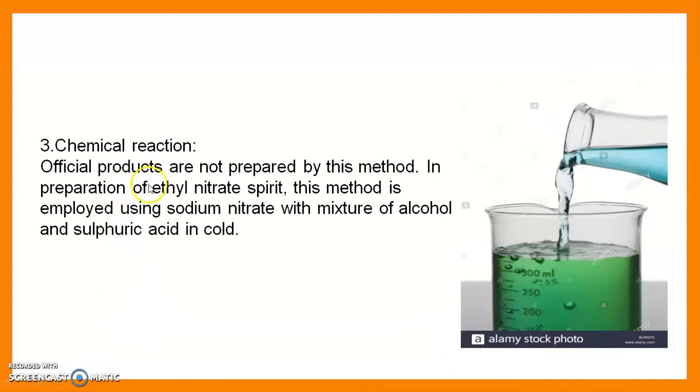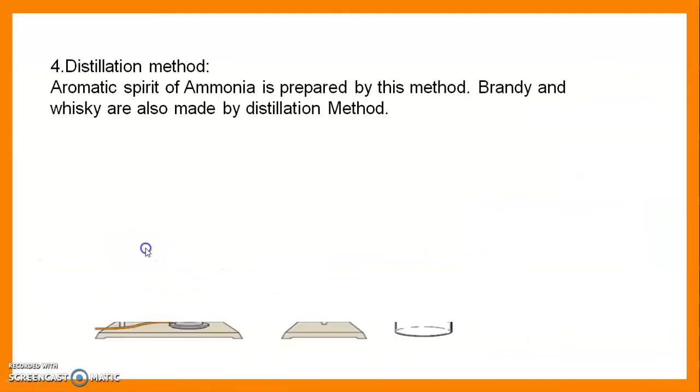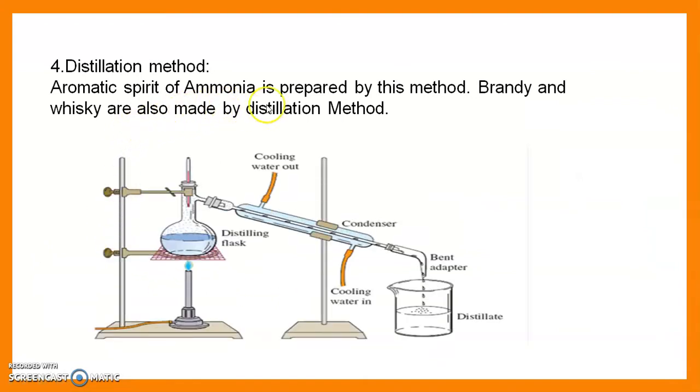Then chemical reaction. Official products are not prepared by this method. In the preparation of ethyl nitrite spirit, this method is employed using sodium nitrite with a mixture of alcohol and sulfuric acid in the cold. Then the last method is the distillation method. Aromatic spirit of ammonia is prepared by this method. Brandy and whiskey are also prepared by the distillation method.